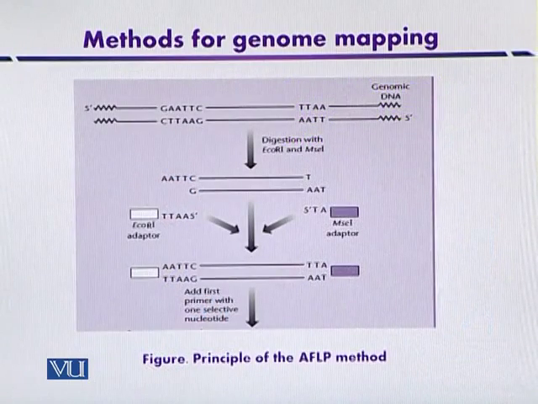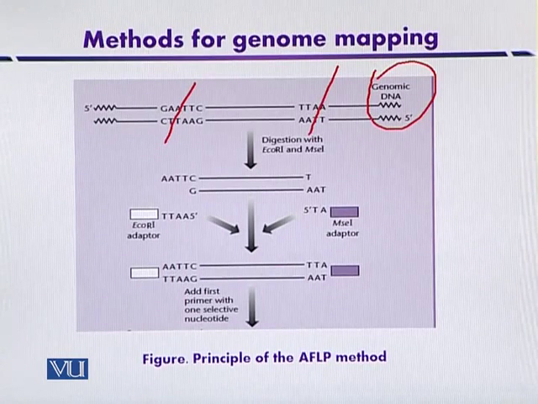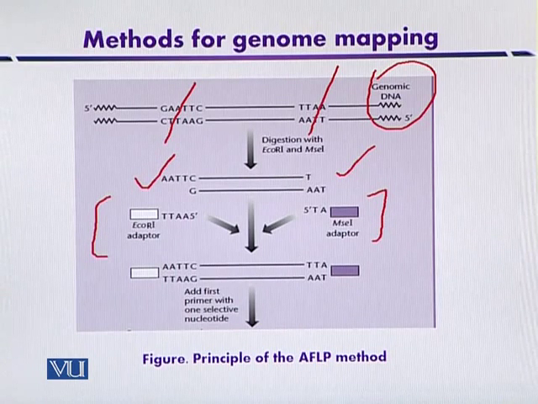For example, here we have a genomic DNA that we want to map, and here one site is for EcoR1 and another site which is 4 base pair long is for another enzyme which is MseI. So a set of enzymes is used to digest the DNA molecules and then sticky ends are produced and then they are ligated with the EcoR1 adapter here and MseI adapter, so that now we can amplify these DNA fragments.